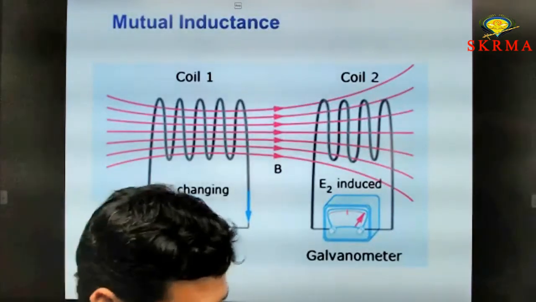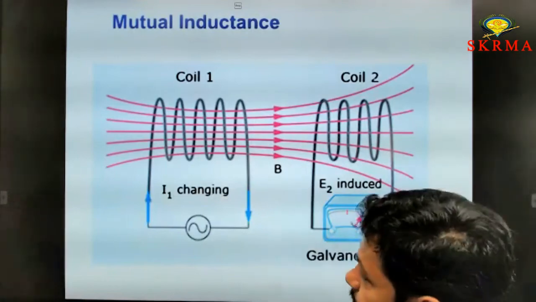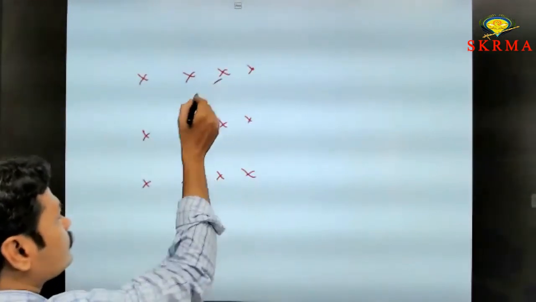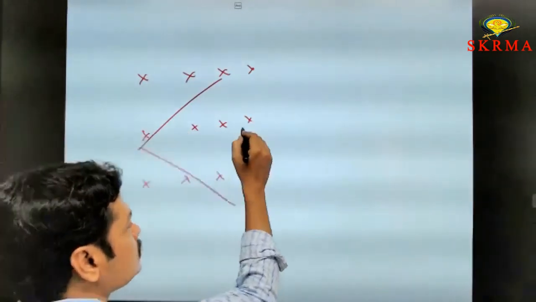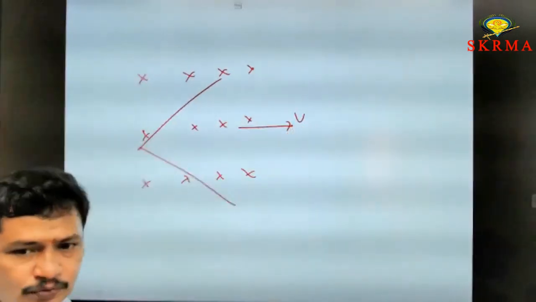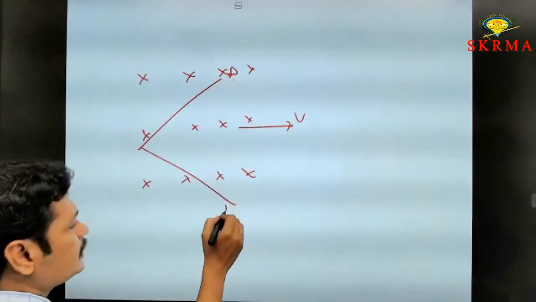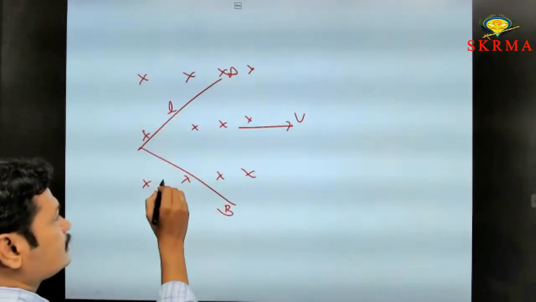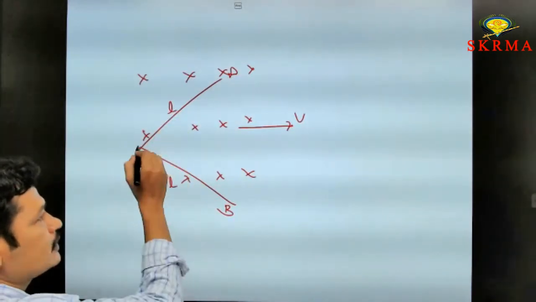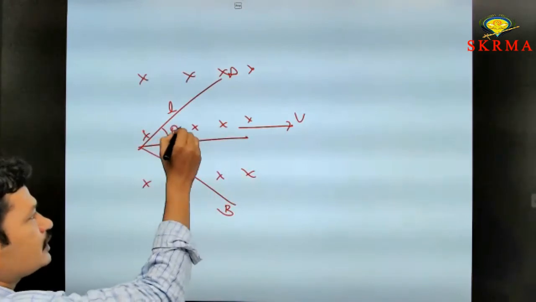There is another problem based upon the same concept, which I will discuss. There is a field into the page here. This is also the concept of motional EMF. There is a conductor moving towards right with velocity v. This is point A, this is point B. Length is L. The angle here is θ1, here is θ2.